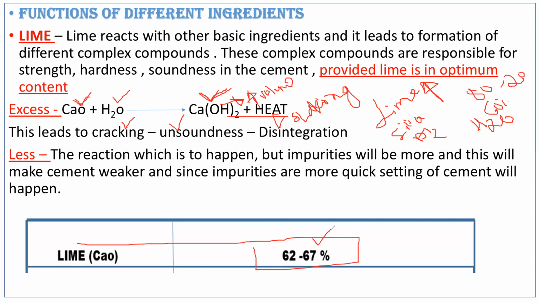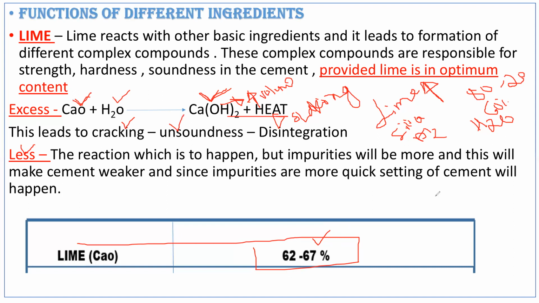So if it is an excess, what is going to happen? The excess lime will try to react with water, and calcium hydroxide is formed. And this is called slaking, and this will lead to cracking, unsoundness, and disintegration in my cement. Now the question is, what will happen if you add less amount of lime?